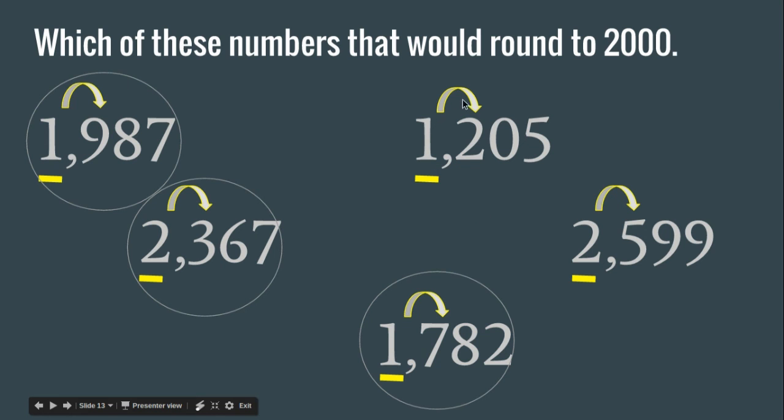This one, we look next door, it has a 2. That's between 0 to 4, so the 1 stays the same. It rounds to 1,000, so that is not correct. This one, 2,599, we look at the 5. It's between 5 and 9, so the 2 would go up to 3, and it would round to 3,000, so that's not correct. 1,782, we look next door of the 1, we have a 7. It is between 5 and 9, so it goes up. This goes to 2,000, so that one is correct.